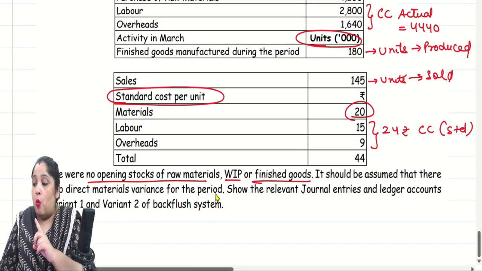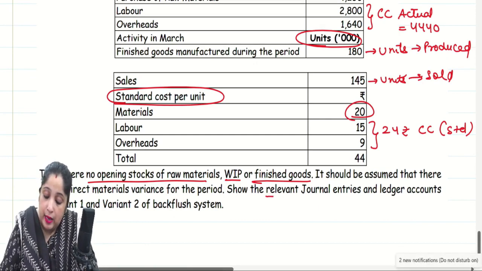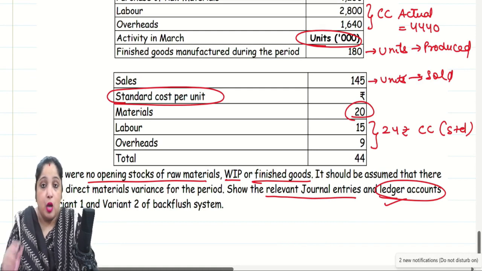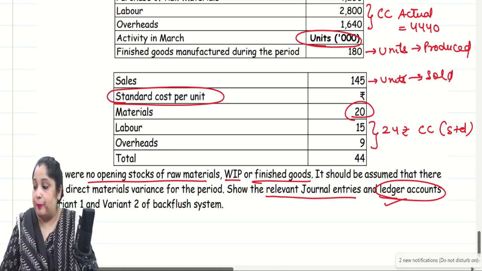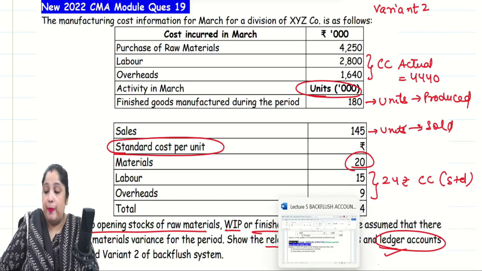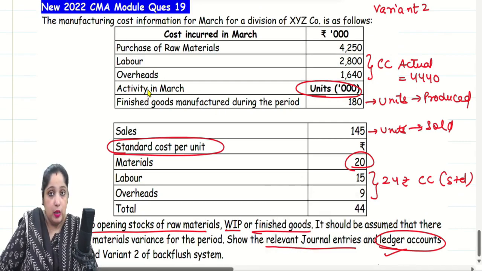Another thing, what the question is asking, they are asking to enter journal entries as well as prepare ledger accounts. So now proper ledger accounts will be prepared. Okay. So just to fasten the speed, I have already prepared the ledger accounts. So let us observe how entries will be passed.